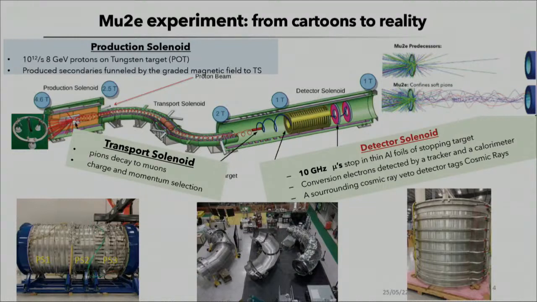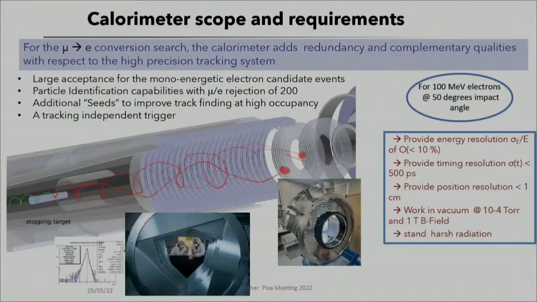Here you see the helix path of the conversion electrons, which eventually hit first the tracker and then the calorimeter. Here I show you the state of the art of the construction of the three main solenoids: the production solenoid, the transport solenoid, this is the one in better shape, and the detector solenoid.